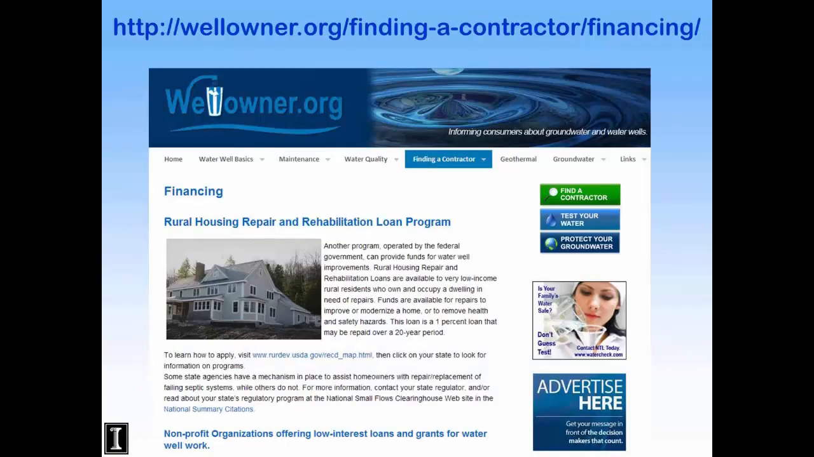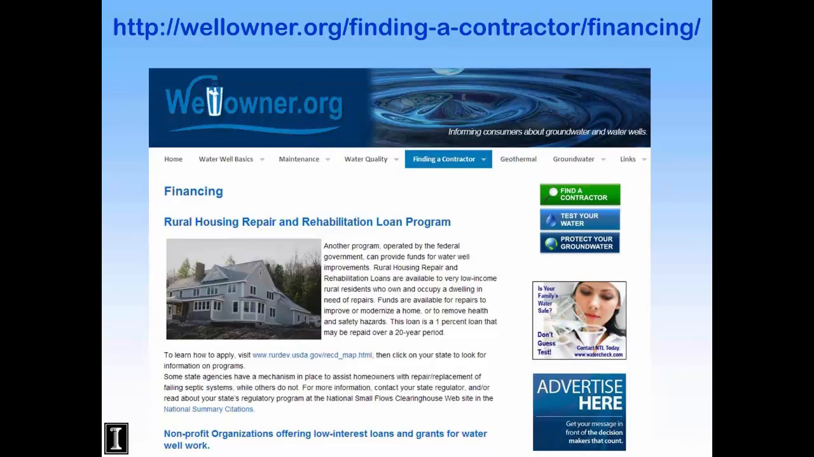This is the wellowner.org page I mentioned, and this image that I'm using is probably a little dated. I think at the bottom where it says nonprofit organizations offering low-interest loans, that used to be a clickable icon, and now it's got a contact from someone at USDA. But wellowner.org is a great site for basic information for well owners. They have a pretty robust program.